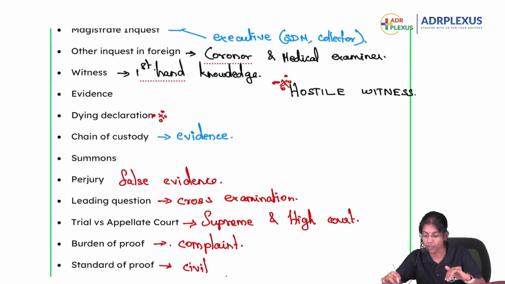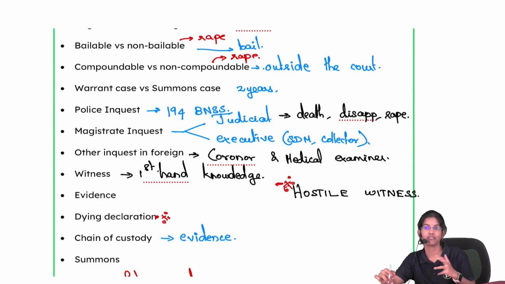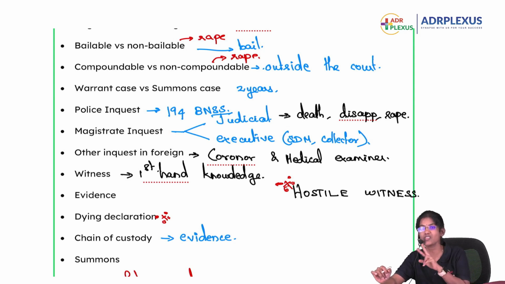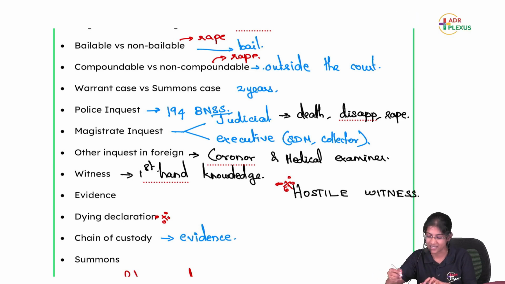Use these recall pages thoroughly. You have to see through them again and again. Police inquest is under 194 BNSS only. Magistrate inquest is under 196 BNSS.